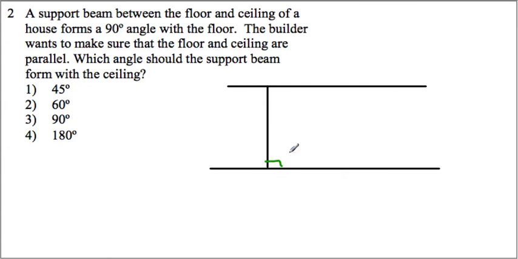Now then the question is, which angle should the support beam form with the ceiling? So what should be the angle between those two? In fact, it has to be also equal to 90, because you realize that the interior angles on the same side have to be supplementary. Or even if you go for alternate interior angles, you'll realize that they also have to be 90 degrees, since they're supposed to be congruent to each other, which tells us that choice 3 will be our answer. Then in that case, you will realize these two lines are parallel.